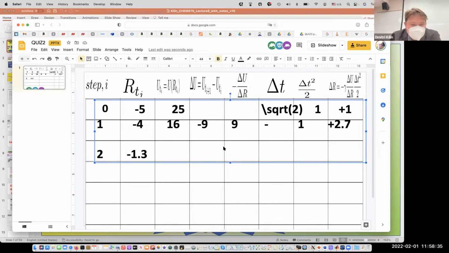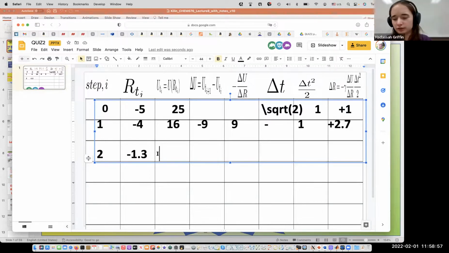I will just invite you one by one as you appear on my screen. So Hadassah, would you tell, either dictate to me or type into this online form, minus 1.3 squared. 1.69. Okay, 1.69. Yeah, thank you.